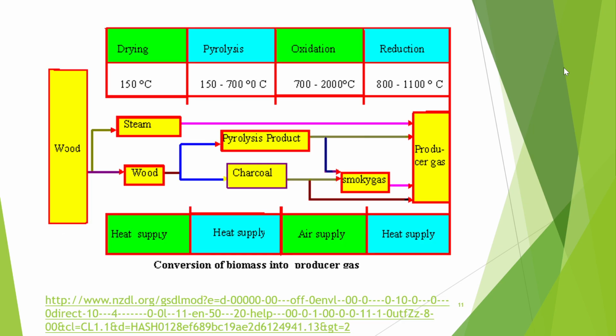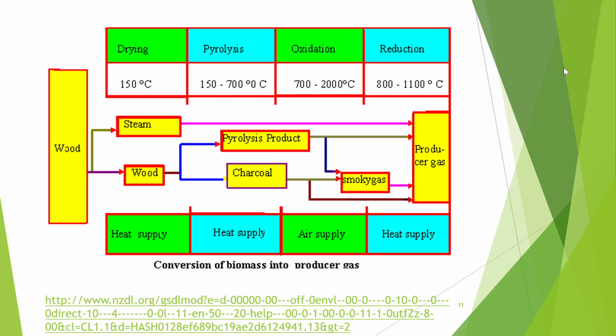Now, it is a simple diagram showing all these processes in a short and simple manner. Here, the biomass we have taken is wood. Then at 150 degrees Celsius, the drying process will occur, and the wood will further lose its moisture in the form of steam. Then comes pyrolysis. It ranges from 150 to 700 degrees Celsius. Here we get three different types of products: gaseous, solid, and liquid.